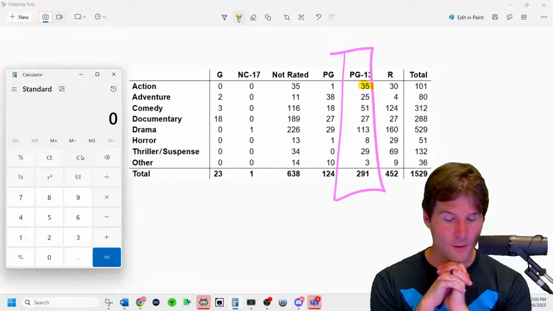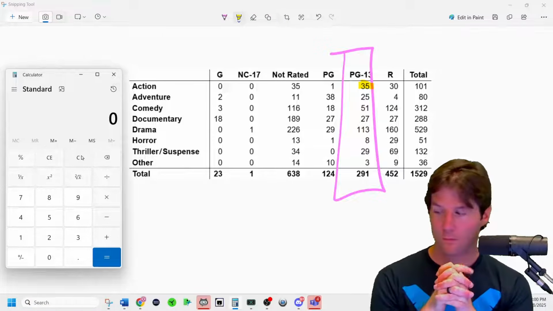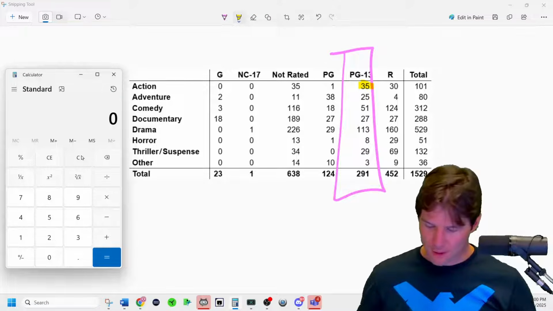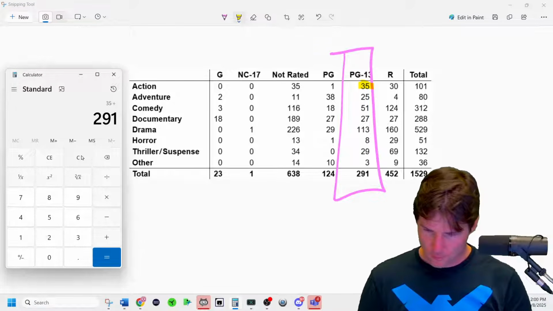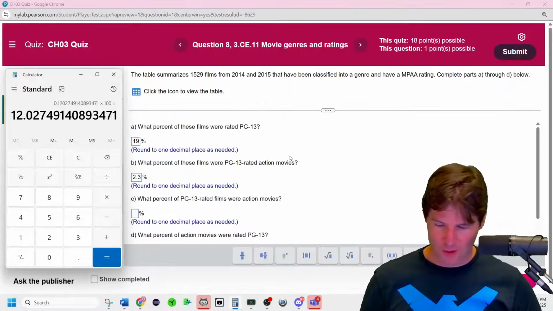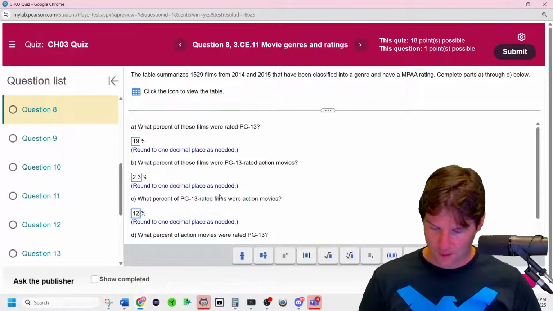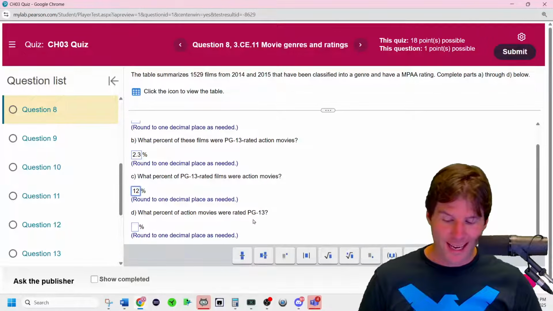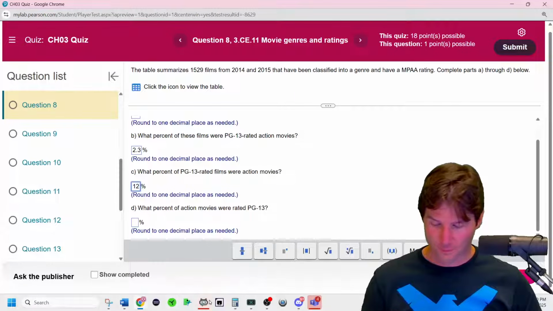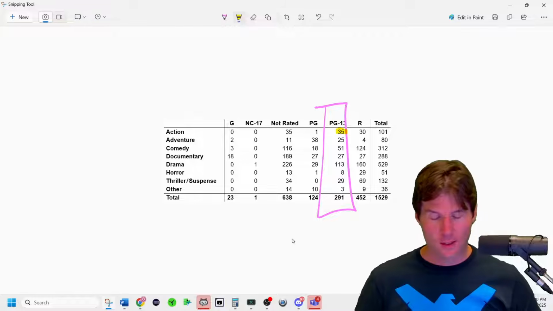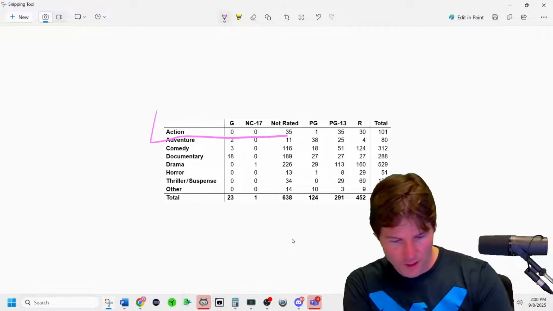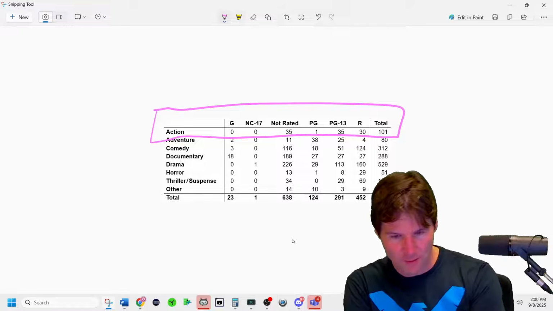What percent of the PG-13 films? What's the answer? There we go. So 12-ish percent. Around 12, right? And then what percent of action movies? Notice how it changes. What percent of action movies were PG-13? So that's different right there. So now it wants to know what percent of action movies were PG-13. What's the answer to this one?